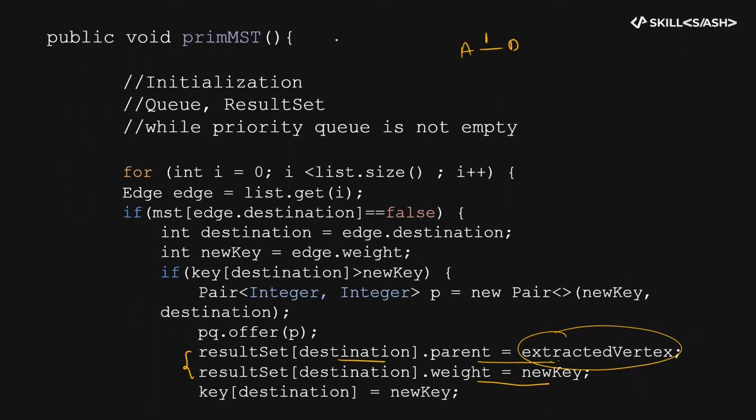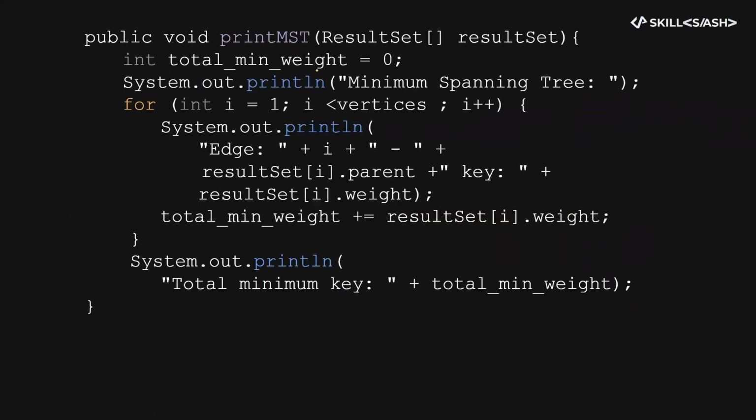In a fairly simple way. How to print the minimum spanning tree? You are just printing all the result set. So an object of result set, which you are passing into the minimum spanning tree, and how you are printing it. Because it has a parent-child relationship, you are just printing all the nodes and their parents like this. So result set of I dot parent that you are printing, okay, and its weight you are printing.